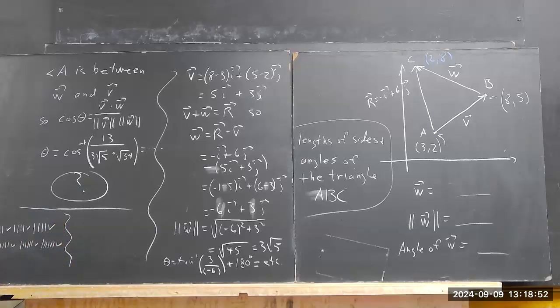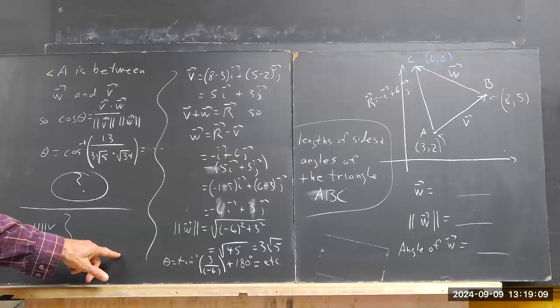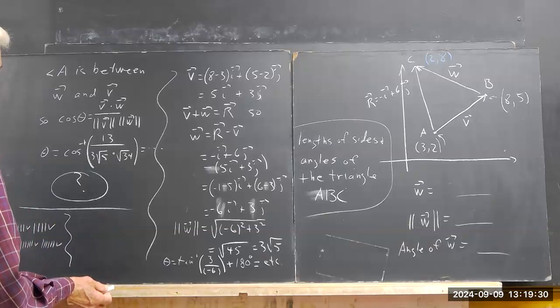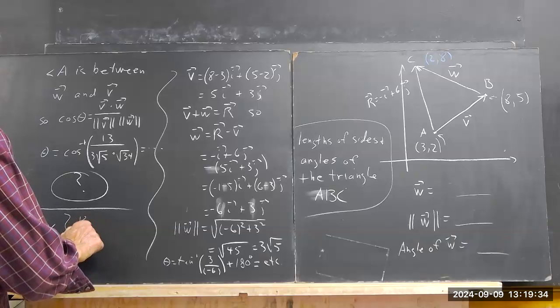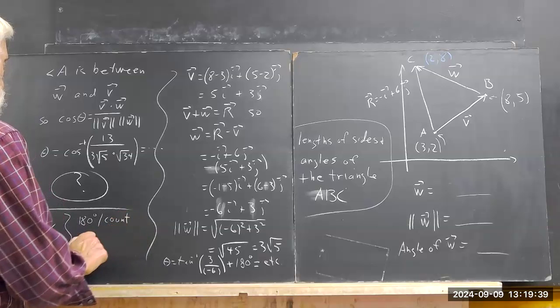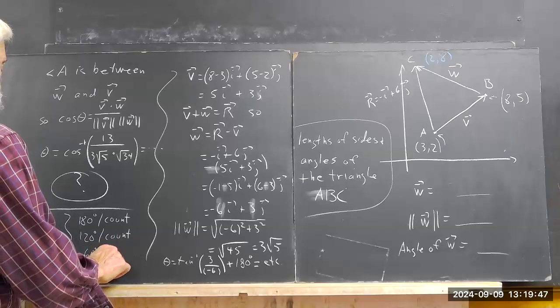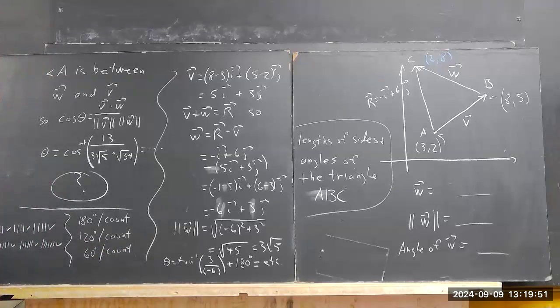Okay. So the question was, how long from the time it hits this till it stops? Okay. Now I'm going to actually change the question a little bit because I didn't get really consistent answers. But I got something that looked pretty good, but I didn't get them from everybody. To make it a little easier to see, I'm going to say instead of 90 degrees per count, we'll do 180 degrees per count, 120 degrees per count, 60 degrees per count. Okay.